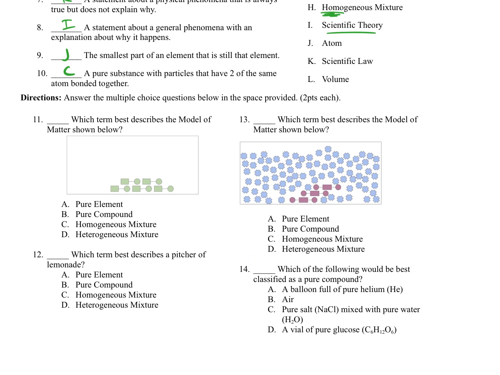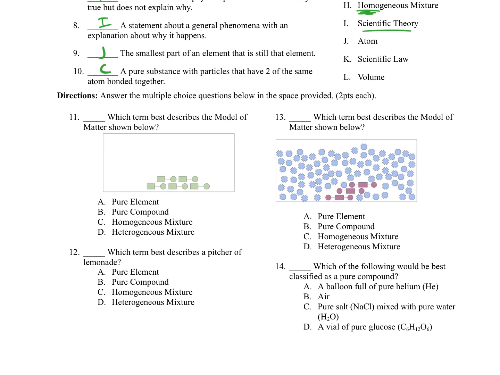The next 4 questions are multiple choice questions, and there is one best answer. So in this case, question 11 says, use this particle diagram or model of matter. Those are used interchangeably. A particle diagram or model of matter mean the same thing.